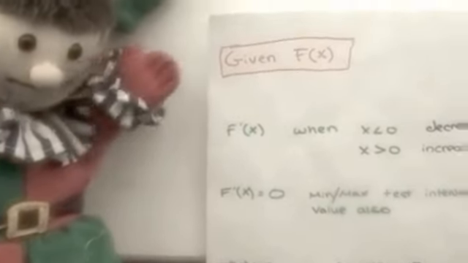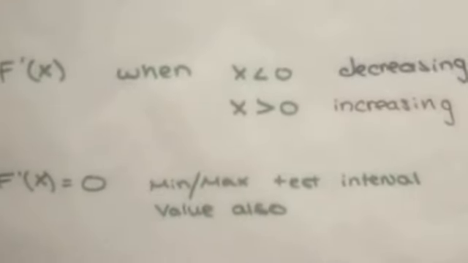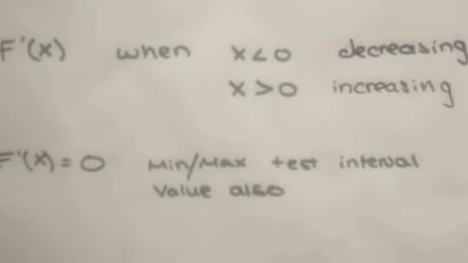First let's look at decreasing. The function is decreasing when f prime of x is less than 0, and it's increasing when it's more than 0. Also, a min and max occurs when f prime of x equals 0. And also we'll be testing a given interval.